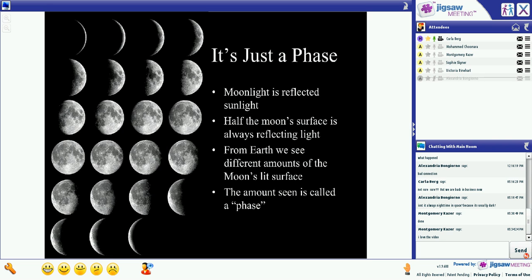So moonlight, or what we see as moonlight, is actually not light from the moon. The moon does not produce its own light. Stars produce their own light, but moons do not. Moonlight is a reflection of sunlight hitting the moon. Half of the moon's surface is always reflecting light. Now, from Earth, we see different amounts of the moon's lit surface. The amount that we see is called a phase.